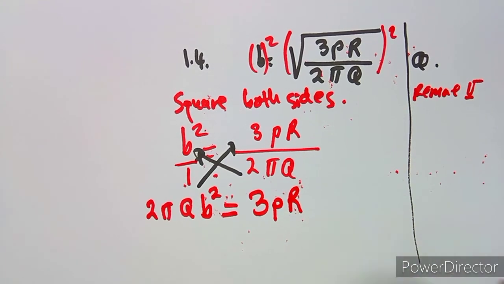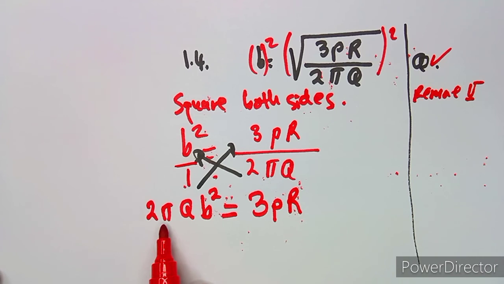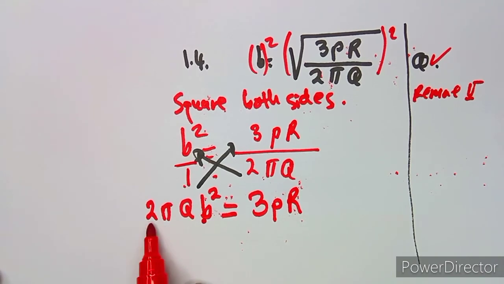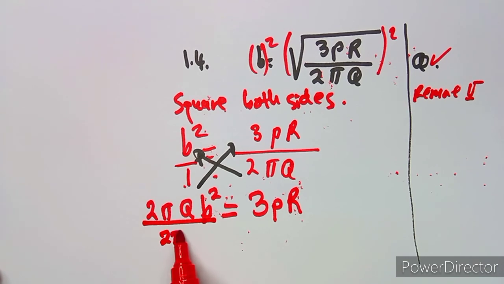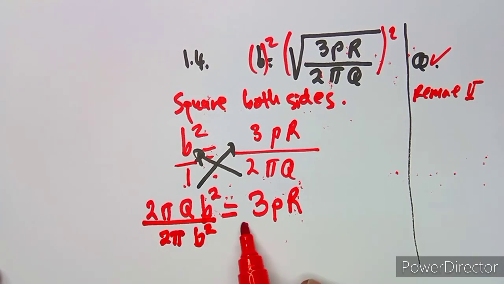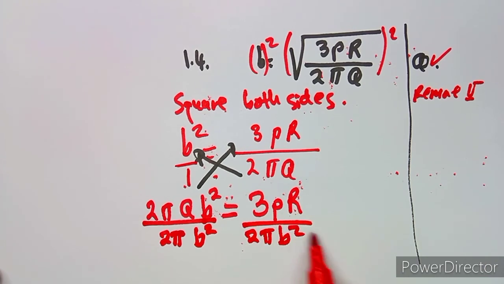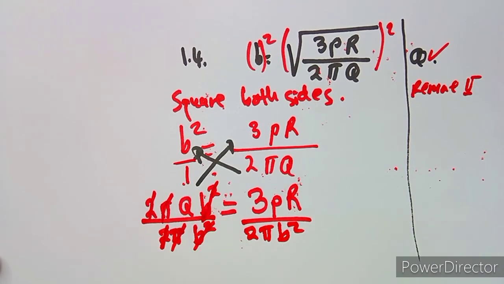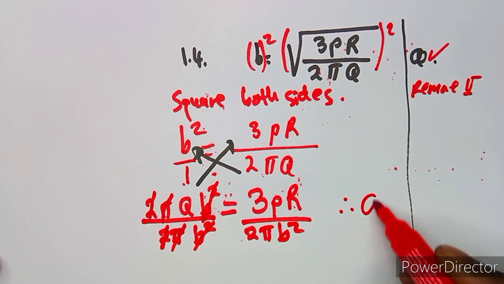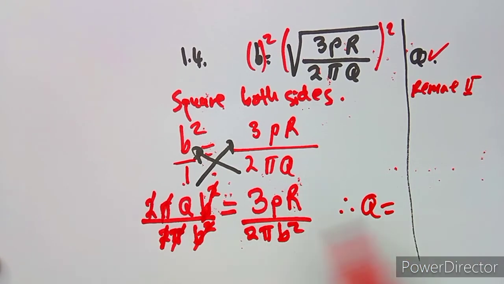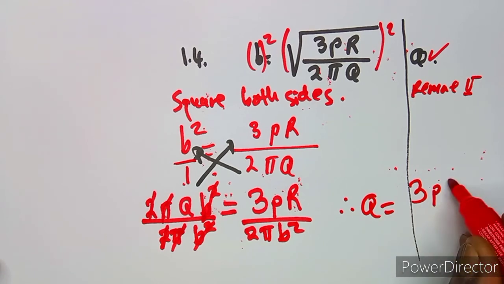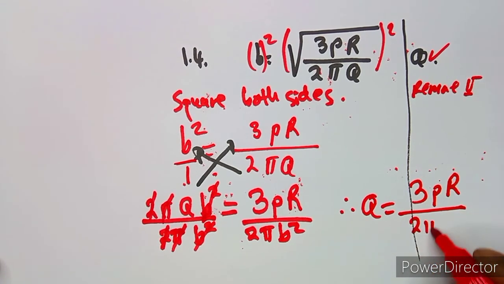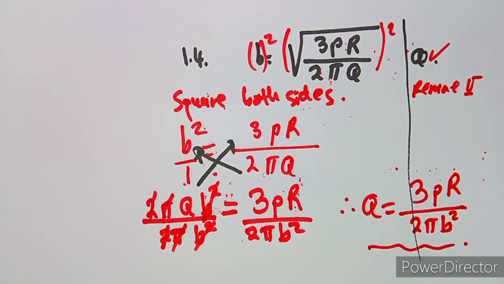Remember, what you need is to make q the subject. And the q that you are given is being multiplied by 2 by pi by b squared. So how do I remove this that is multiplying? I have to divide by 2 pi b squared. So pi and pi can cancel, b squared and b squared can cancel. So that means therefore q is equal to 3pr over 2 pi b squared. So that's what you're going to remain with at the end.